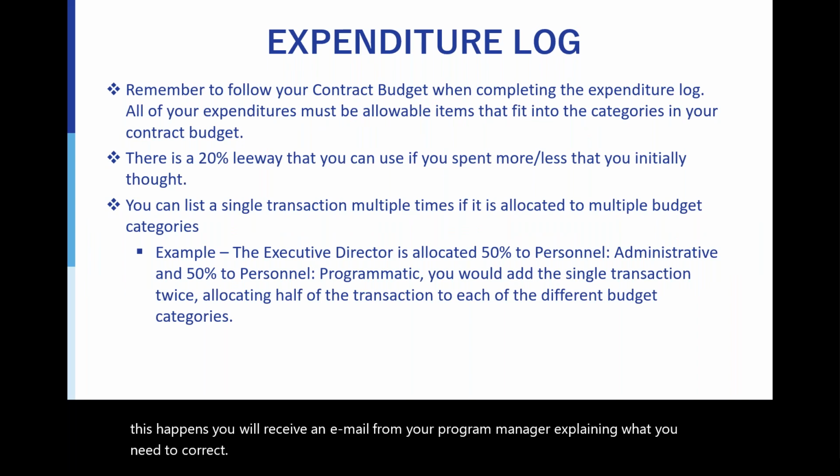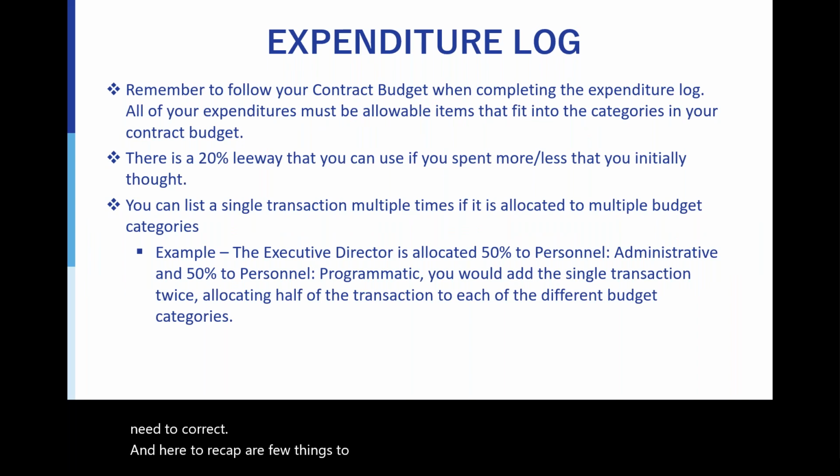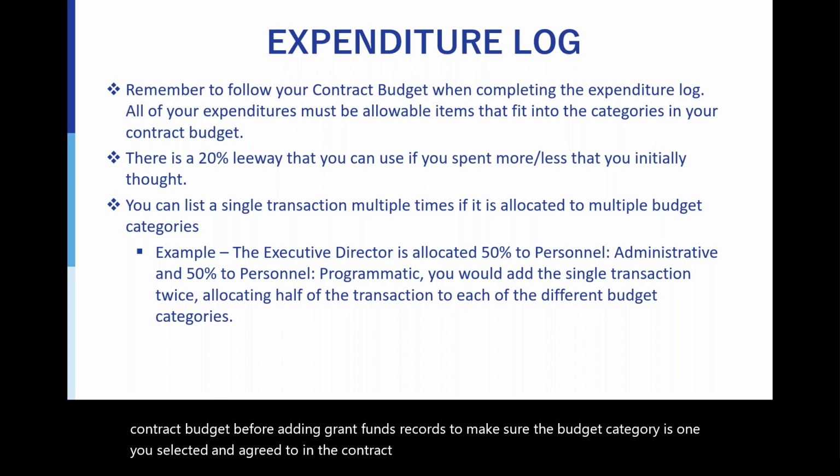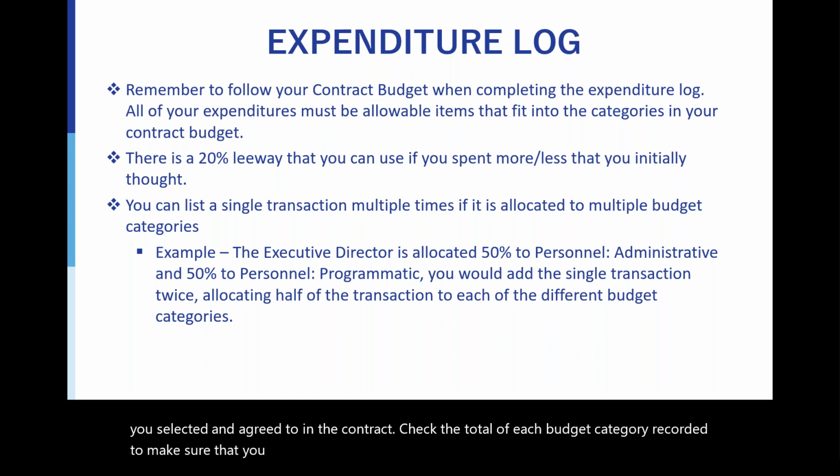And here, to recap, are a few things to remember about the expenditure log. 1. Check your contract budget before adding grant funds records to make sure the budget category is one you selected and agreed to in the contract. Check the total of each budget category recorded to make sure that you don't exceed the plus or minus 20% leeway.